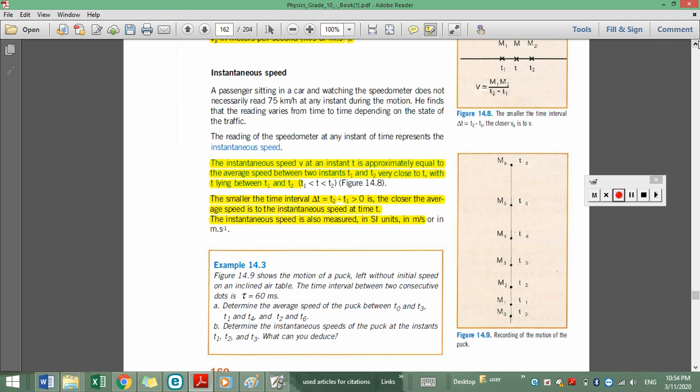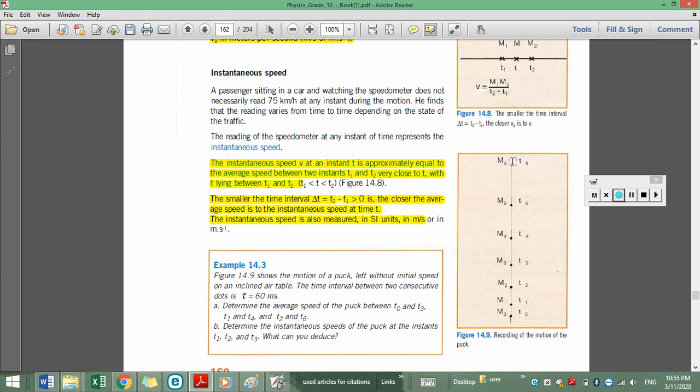Figure 14.9 shows the motion of a puck left without initial speed on an inclined air table. The puck is an object that moves. We should have shown it to you experimentally in the lab. You can look it up on YouTube. Anyway, it's an object that moves, leaving dots behind it showing successive positions.